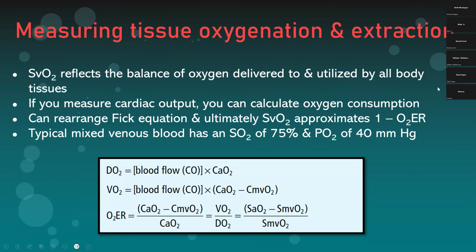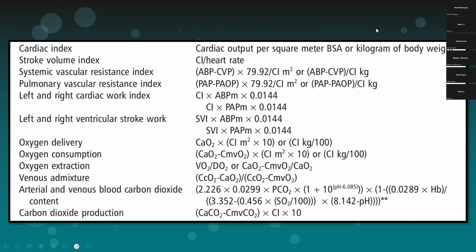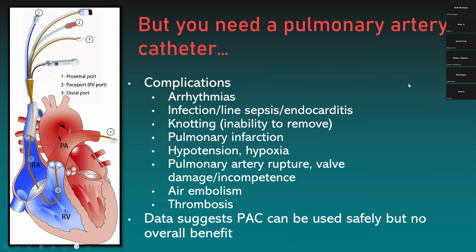And I guess another critical point is certainly we learn about all these ways of measuring tissue oxygenation and extraction, and all of these equations that we look at. And if you have access to some mixed venous blood, and you can measure cardiac output, we can do lots and lots of fancy calculations. I certainly cannot remember all of these off by heart nowadays, that's for sure. But the problem being we need a pulmonary artery catheter.